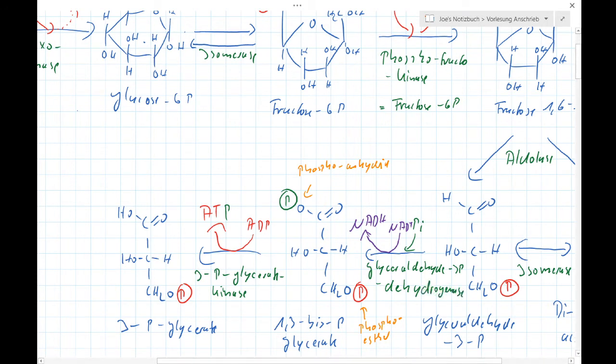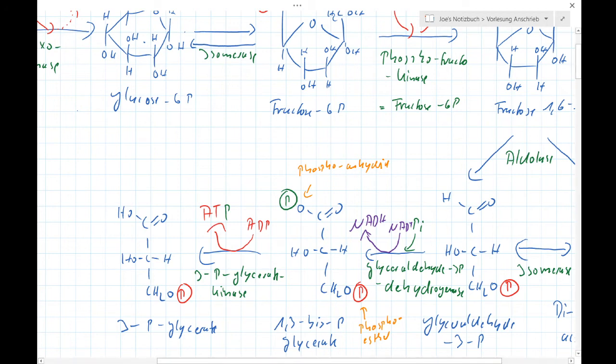That's it. So the complexity is low in this case, as you only need to remember what a kinase catalyzes as a reaction, what an isomerase catalyzes, what an aldolase catalyzes, and what a dehydrogenase catalyzes. If you know what reaction type is catalyzed, it's easy to deduce these names. So we are at 3-phosphoglycerate. And now we have still one phosphate left.